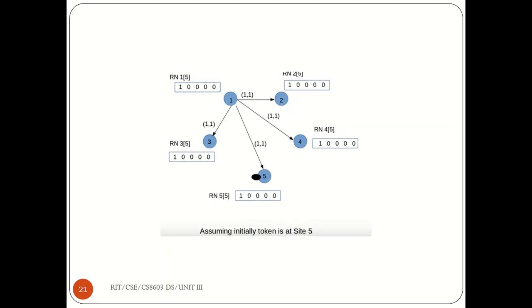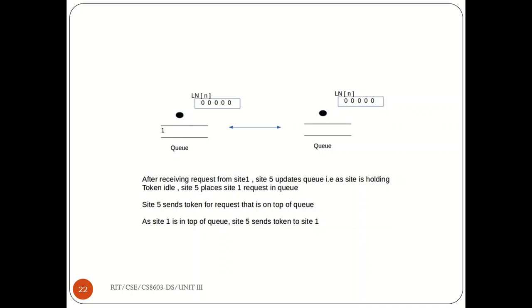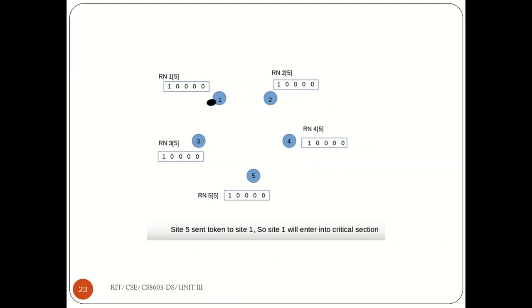Finally, assume the initial state of the sites. Consider all our sites, where site 1 is updated for the critical section. After receiving from the sites, all the sites update the token queue; the token holder is idle and the request is placed in the queue. Site 5 sends the token request to the top of the queue; as site 1 is at the top of the queue, the site sends the token to site 1. Site 5 sends the token, and site 1 enters into the critical section.